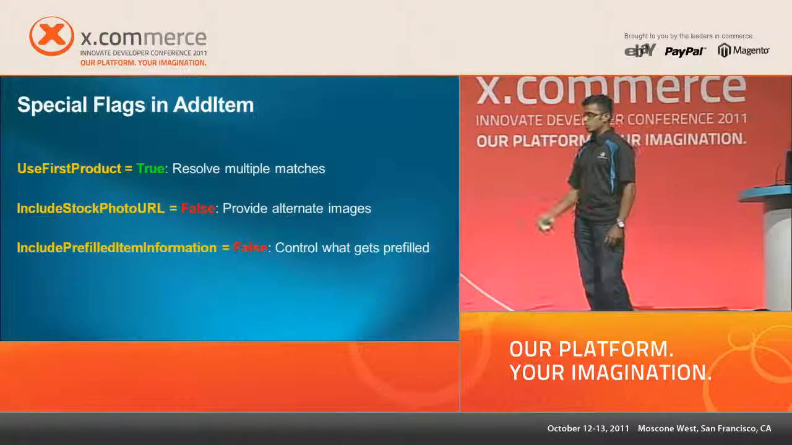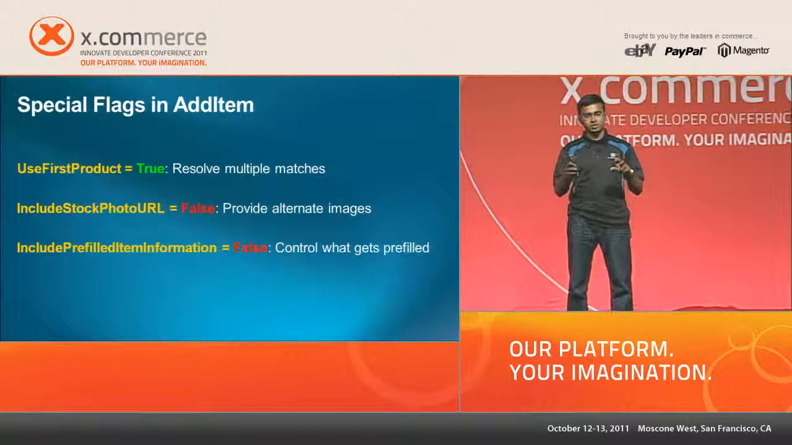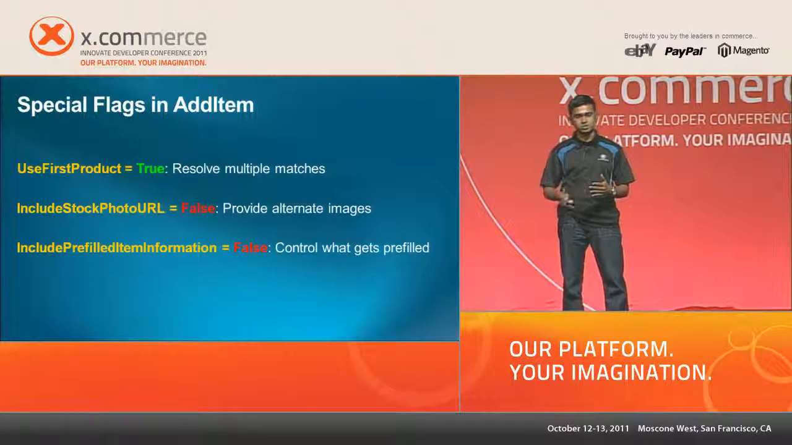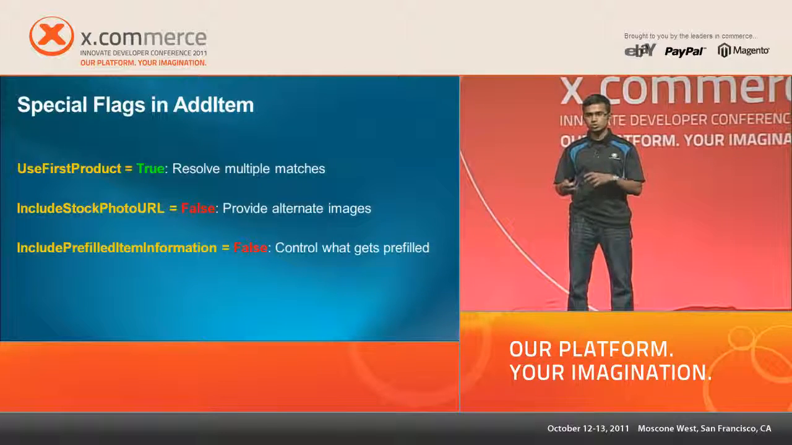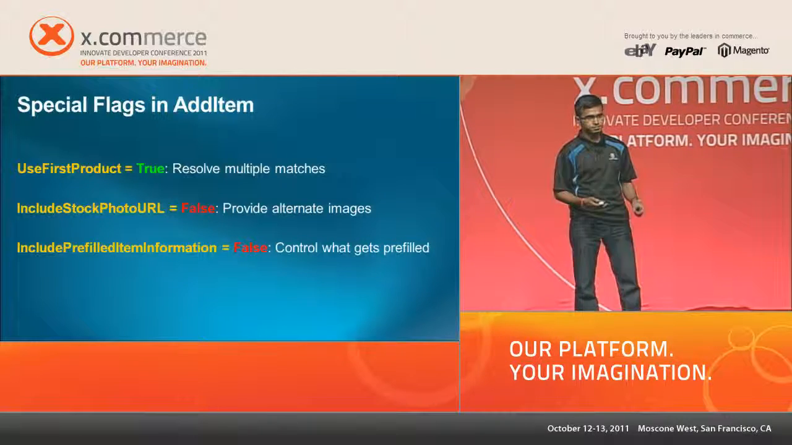And the last one, include pre-filled item information, also lets you control what part of the other product properties, name value pairs, get copied onto your item. You can set it as false, and you can provide your own custom name value pairs. And even though you provided your own values, you still get the benefit of the catalog exposure by being associated with the product.